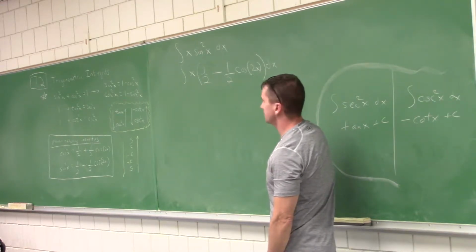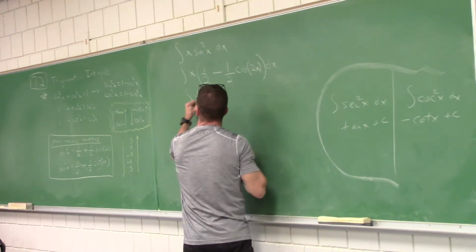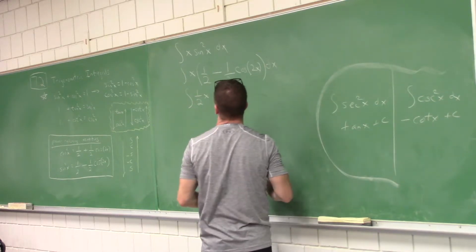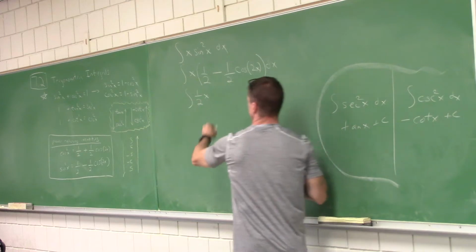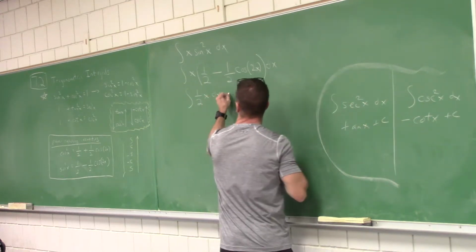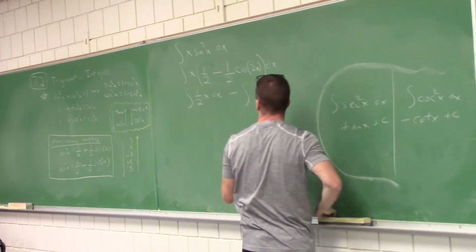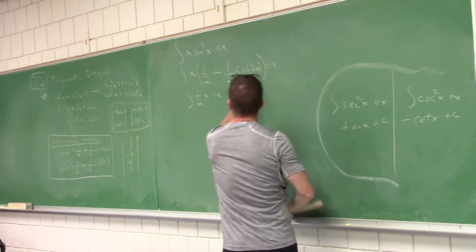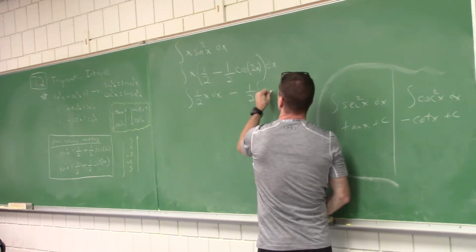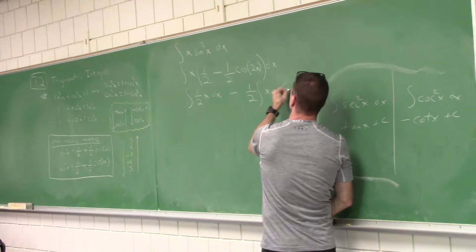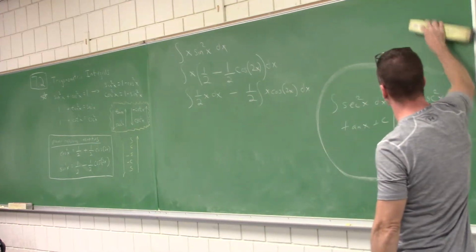Well, before this becomes confusing, can we distribute that x? I've got an integral of 1/2 x. That's not going to be hard, is it? Up with the x. Minus, you've got an integral of 1/2 x. So pull that half out of there. x cosine 2x. We can get these out of the way.